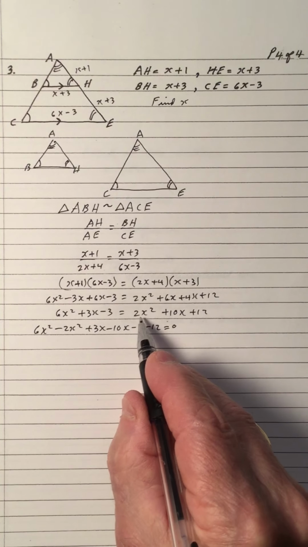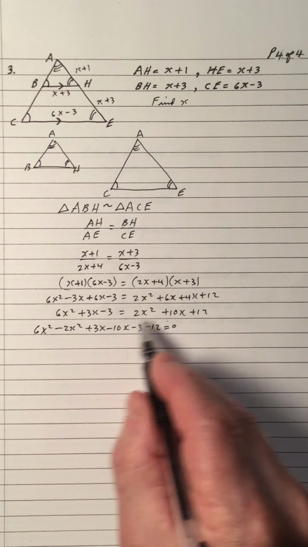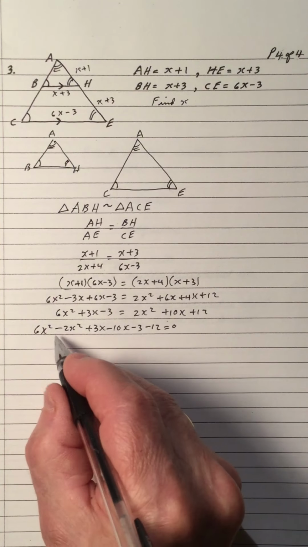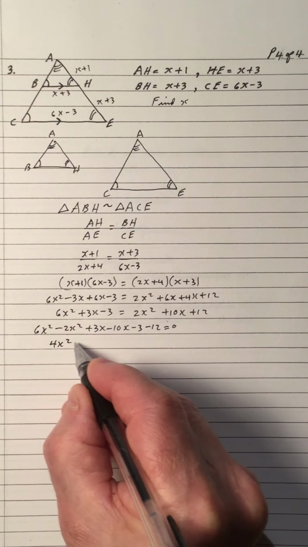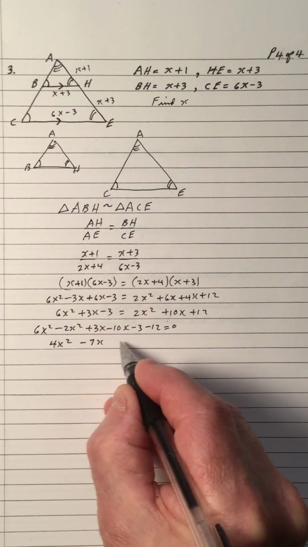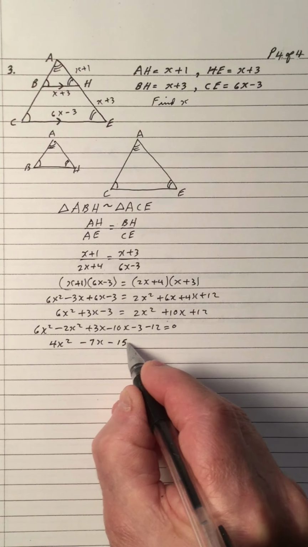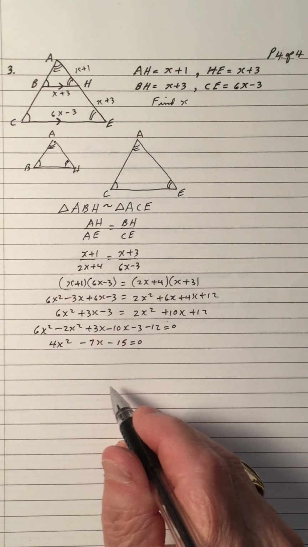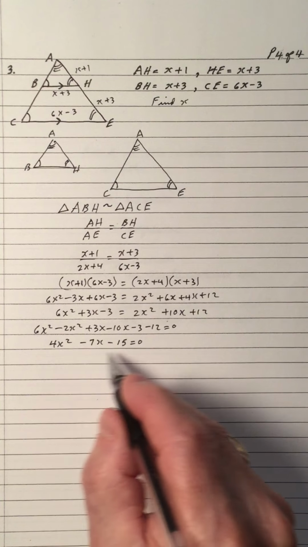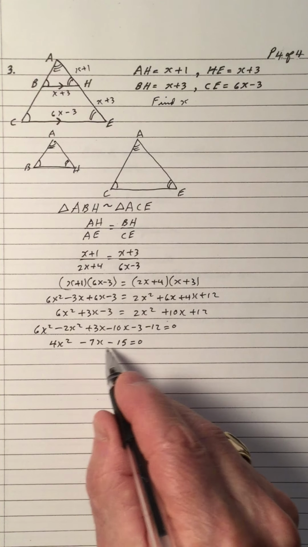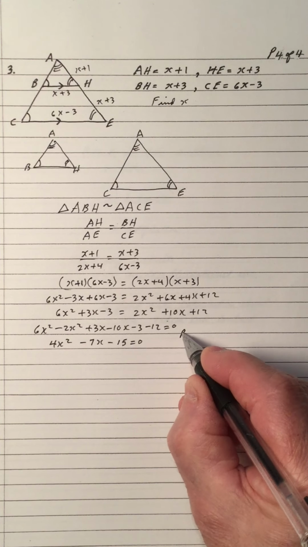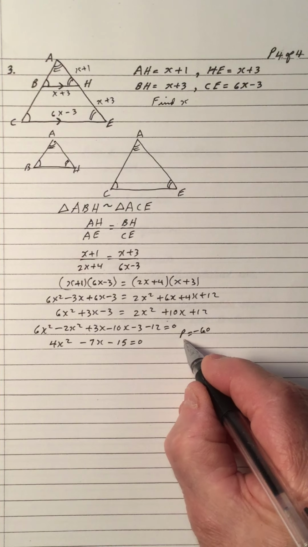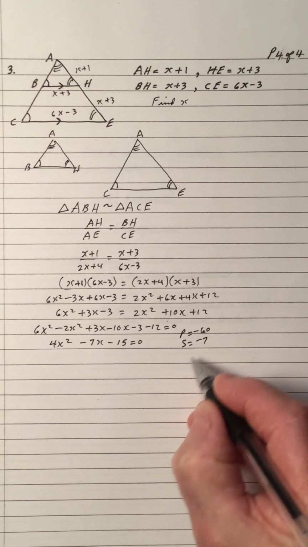So we have them: the 2x squared comes over to give a negative, the 10x goes over to give a negative, and the 12 comes over to give a negative. Add up, we get 4x squared minus 7x minus 15 equals 0. So we have a quadratic, and there are two factors that will multiply to give you that. The product is negative 60, because it's 4 times negative 15. The sum is negative 7.